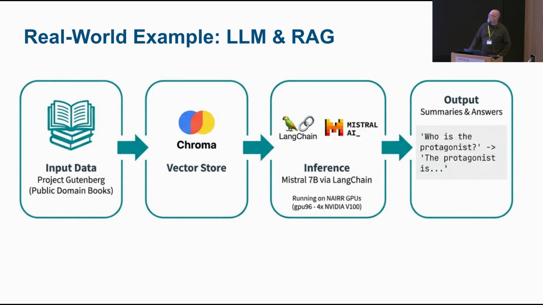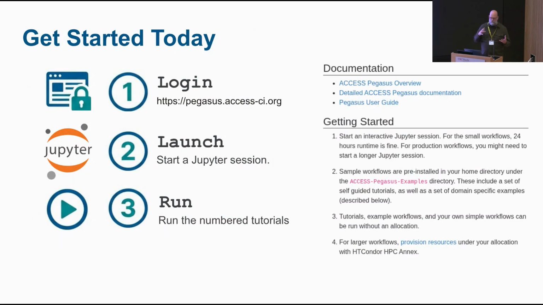It's a pretty standard stack, LangChain and a Chroma vector store. And the example is just a public domain book that we feed in. We add that to the LLM. We have RAG, and then we can make queries against that extended database.